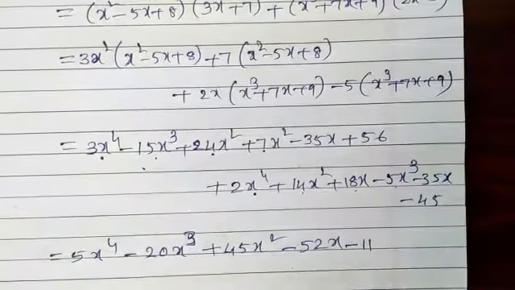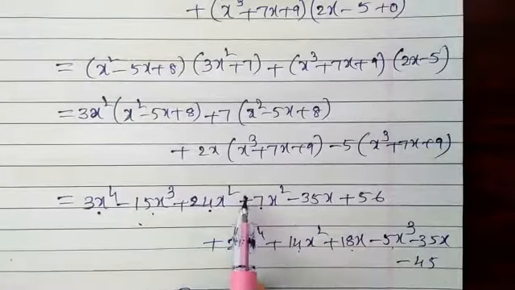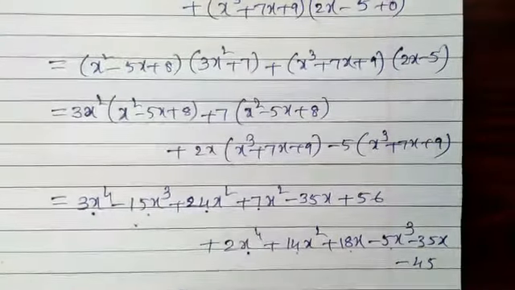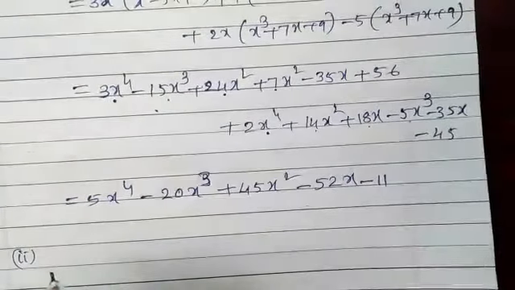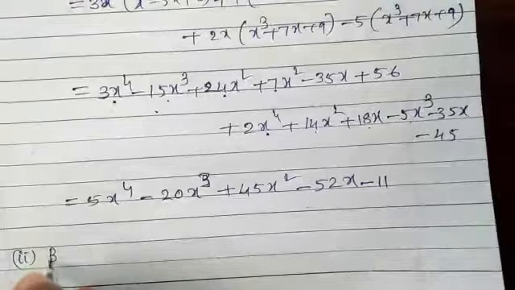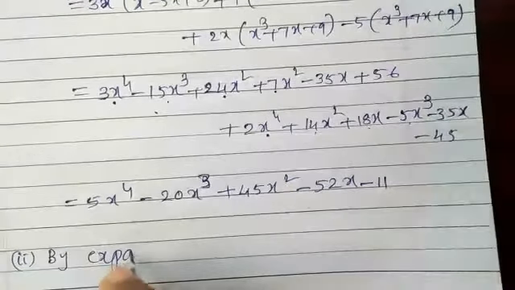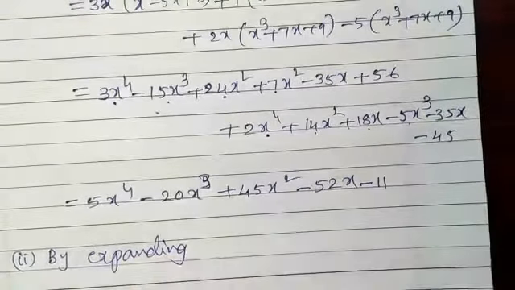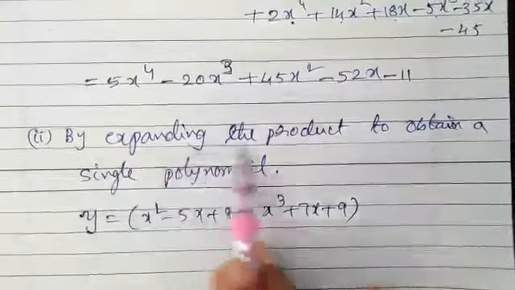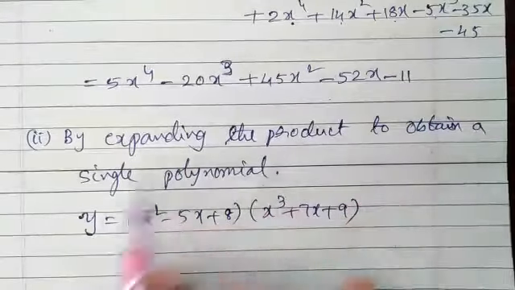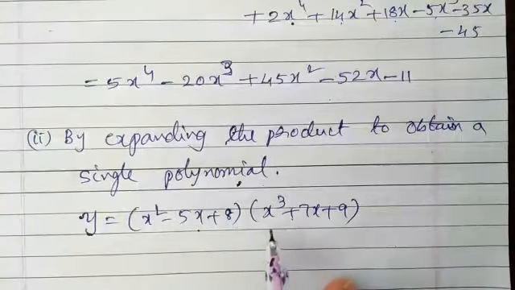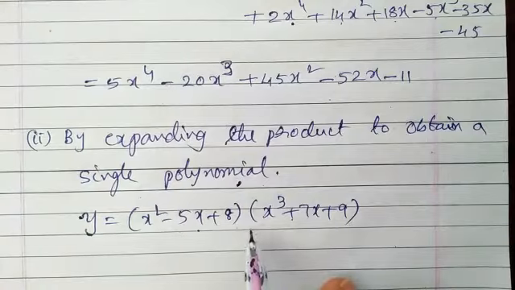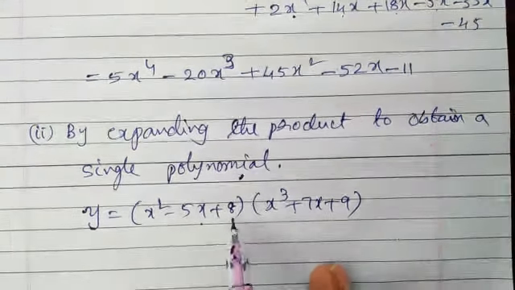Okay guys, so like that product rule means what you have to remember in whatever the expression it is there, you should follow the f of x into g of x formula for this product rule. And for second one, by expanding the product to obtain a single polynomial. That means by producting of this we will get the single polynomial. So for that single polynomial we have to apply the differentiation.